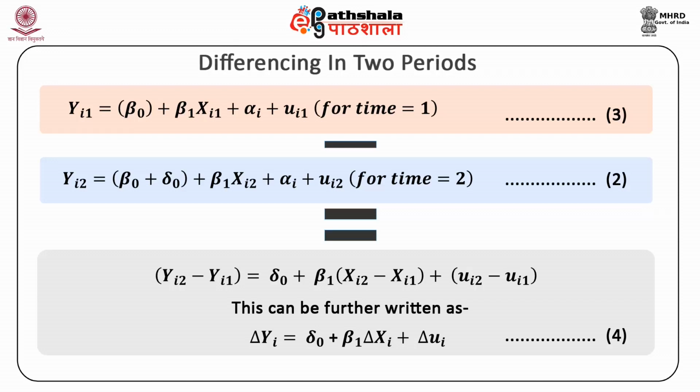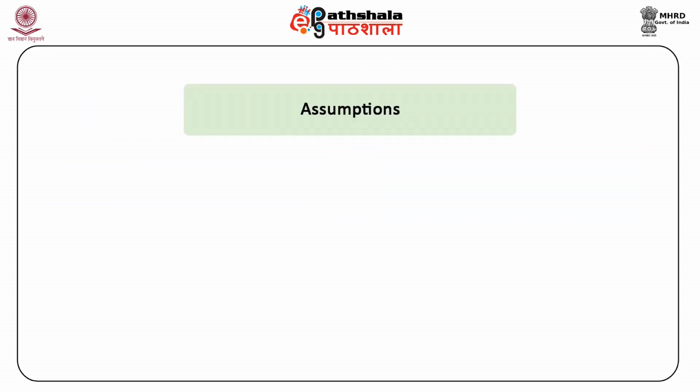Please note the unobserved effect alpha_i is not here in equation 4. It has been differenced away. Also, the intercept is actually the change in intercept from the first year to the second year. Equation 4 is called the first differenced equation, and the OLS estimator of beta_1 is called the first differenced estimator. The first differenced equation is just a single cross-sectional equation, but each variable is differenced over time.